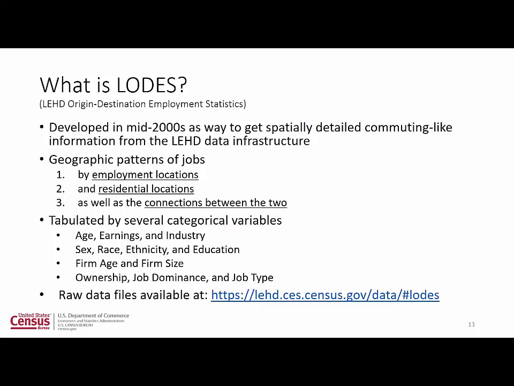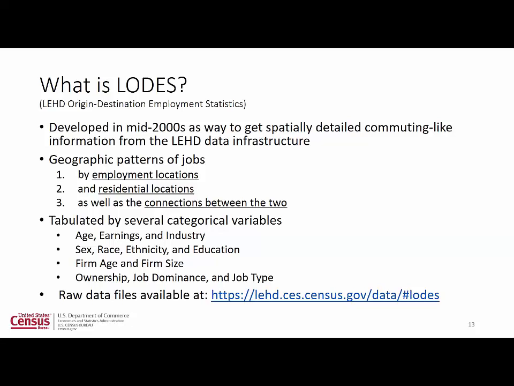It provides a number of geographic patterns of jobs. So one, by the employment location, we can see the distribution of employment down to the block level. Two, by residential location, we can see the distribution of workers' residences at the block level. And then most importantly here, we can see the connections between the two.